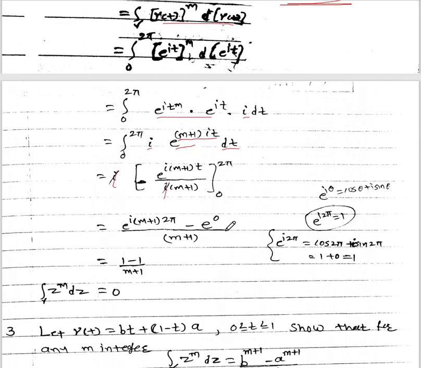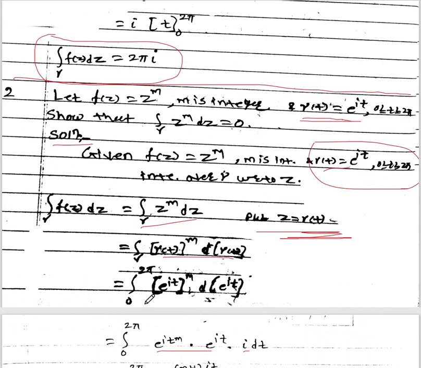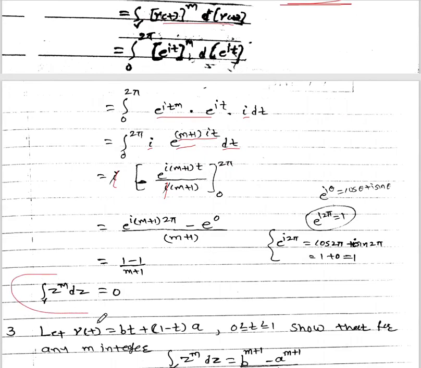So we know that e raised to power 0 means 1, and e raised to power i(m plus 1) 2 pi, this will become 1. Okay, so 1 minus 1 divided by i(m plus 1), so this will become 0. Okay, so this will become 0, and hence we can say that our result, integral over gamma of z to the power m dz equal to 0. Hence the result is proved. Okay, so this is the second example on complex integration.